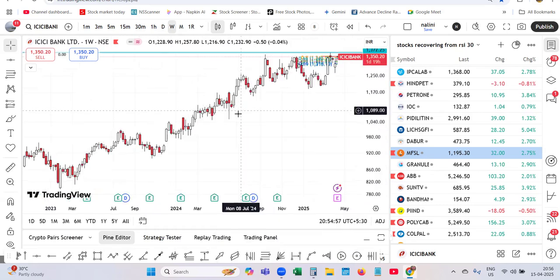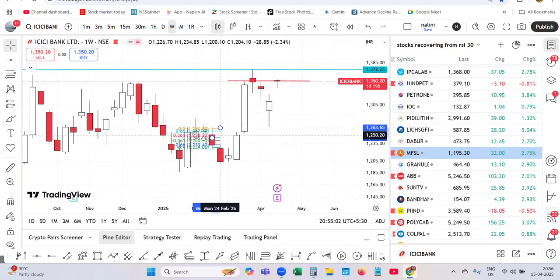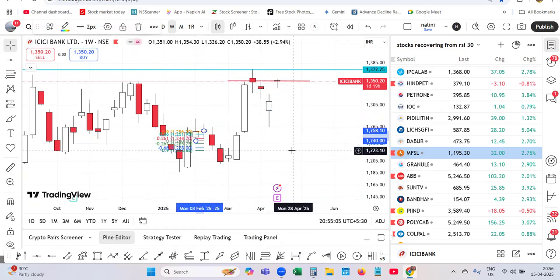But the only thing is, while trading in options, you need to wait for the correction through the time cycle. I've taken the example of two stocks. There were so many stocks today, like MFSL that came to the radar, and also Granule. So many stocks came in the screener. Again, many people are asking me about the screener. In this video description, I'm attaching the screener.